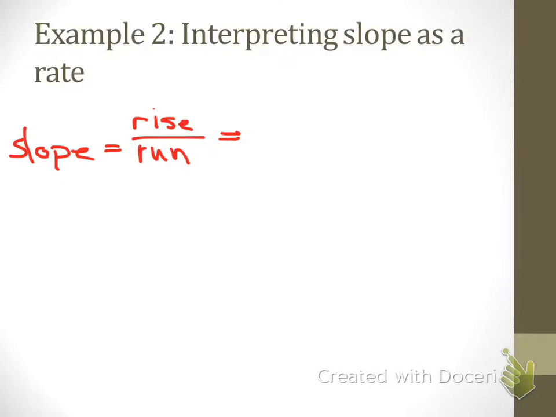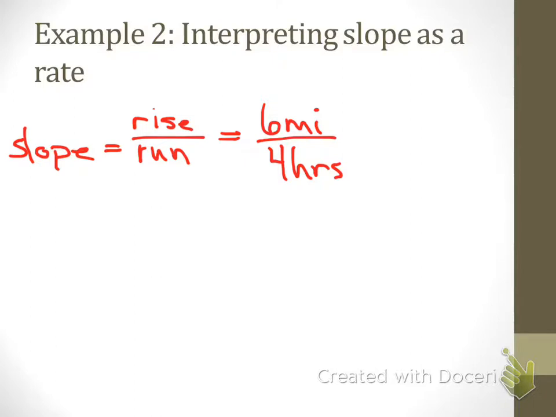Alicia? 6 over 4, rise over run. My rise is my y, my run is my x. So I would write that 6 miles in 4 hours. Okay? Now, how would I find the unit rate?